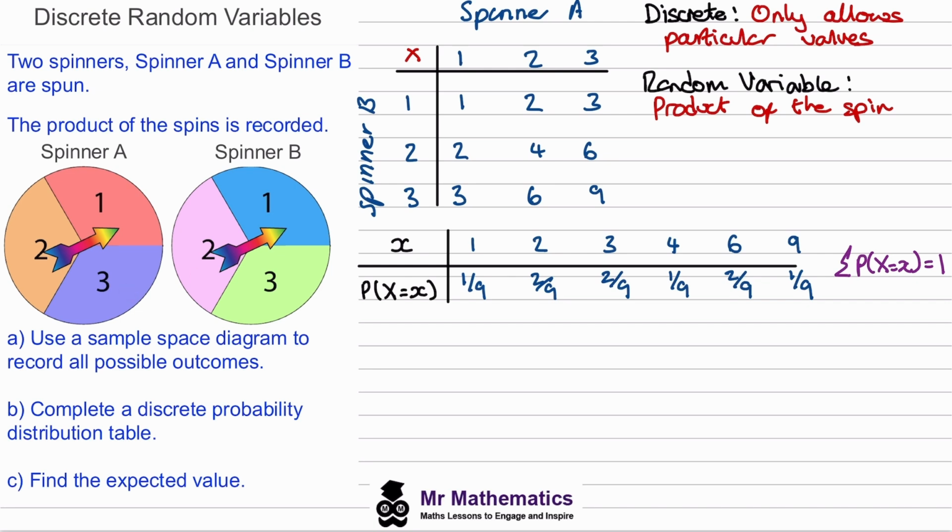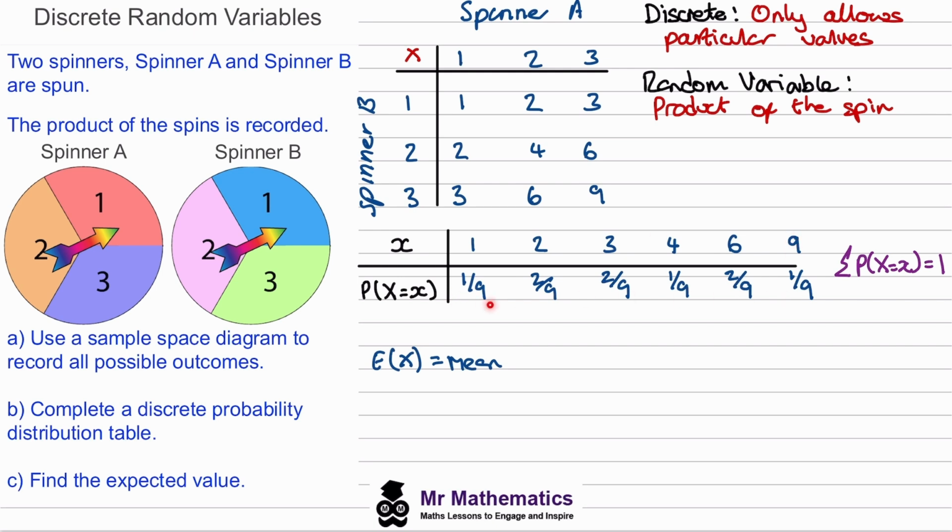Okay, so for part C, to find the expected value, we write this as the expected value of our discrete random variable x, and this is the mean or the average. And what this means is, if you were to spin these lots of times, so you've got a large sample size, and then to find the mean of these observations, this value will get closer and closer to the expected value. And we can work out this expected value by finding the mean of this table.